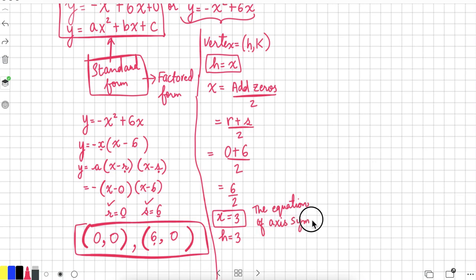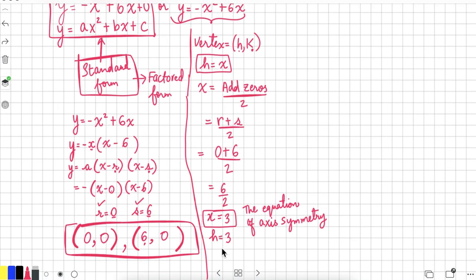Alright, so now we just got the h value. Now we need to find the k. How to find the k here? Now k is the same thing as finding the y. So we're going to pick up the equation here. So our equation of the parabola, you can take the original equation or the factored form, it doesn't matter. So negative x squared plus 6x.